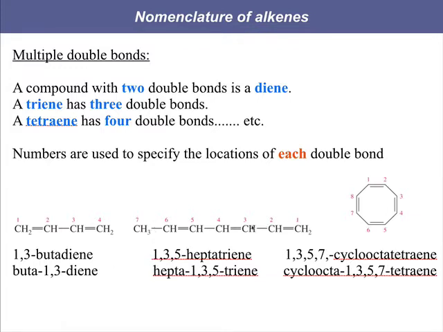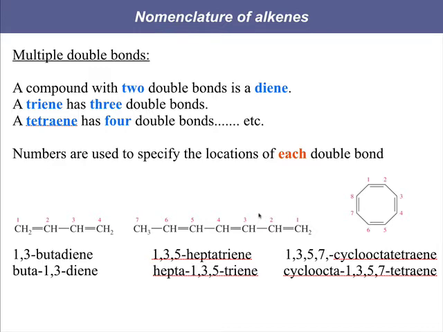Here's a 7-carbon chain. 1, 2, 3, 4, 5, 6, 7. Our double bonds start on the 1, go to the 2, start on the 3, go to the 4, and start on the 5, go to the 6. Notice that we number it from right to left because that gives us the double bonds on the 1, the 3, and the 5. If we were to number it from left to right, we would have our double bonds on the 2, the 4, and the 6. So we're going to choose our numbering system so that it gives us the lowest numbers possible on the alkenes.